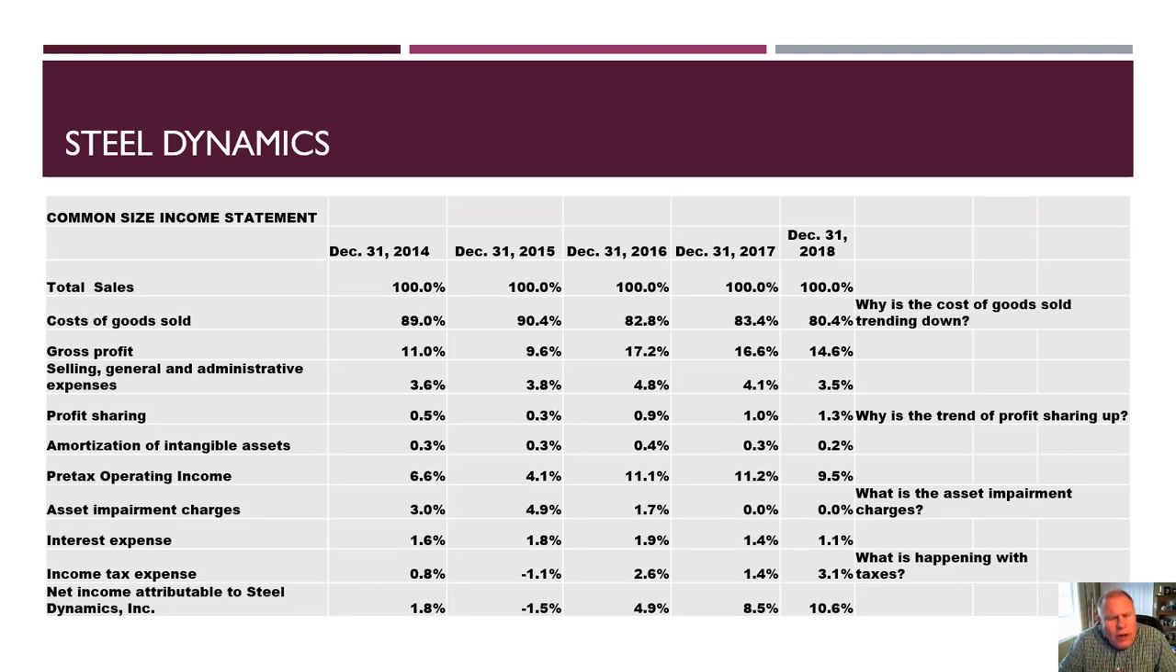Okay, so I showed you how I identified what I want to look at, and I've put it here in the PowerPoint, and I have my 4 questions. Why is the cost of goods sold trending down? Why is the trend of profit sharing up? What is the asset impairment charge? And what's happening with taxes? So what I did is I'm trying to focus on the material items that drove revenue besides the growth or change in sales. So how did I end up showing what they are?